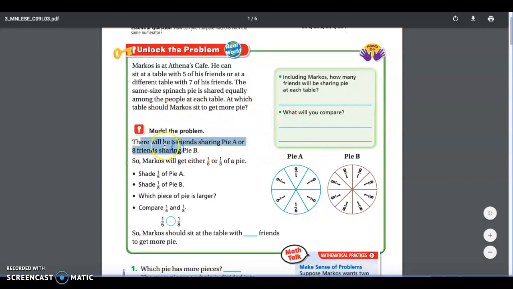So we need to do this part. Let's model a problem where there will be 6 friends sharing pie A and 8 friends sharing pie B. So Marcos will either get 1/6 or 1/8. So shade 1/6 of pie A. That means one section has to be shaded. Go ahead with your pencil, marker, something. Shade only one piece here. And then in pie B, shade one piece of 1/8. Just one piece.